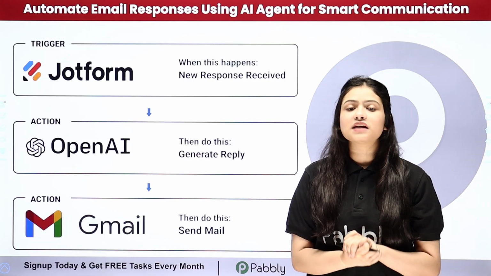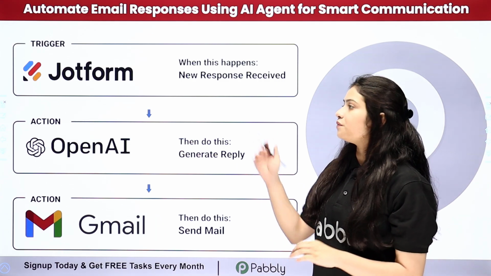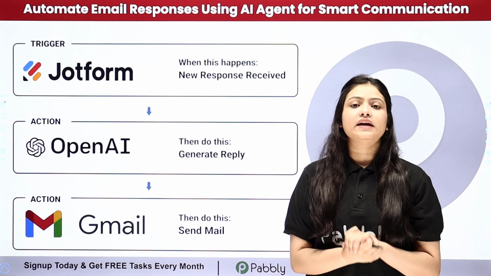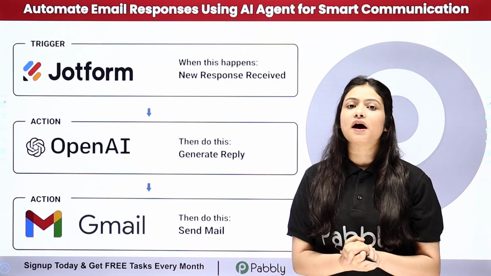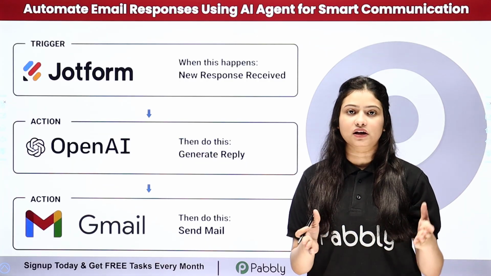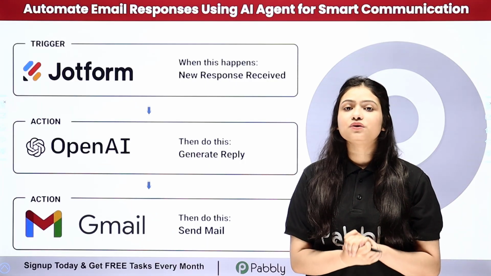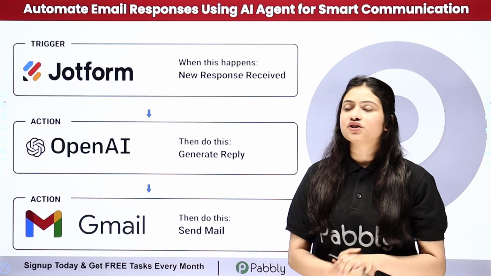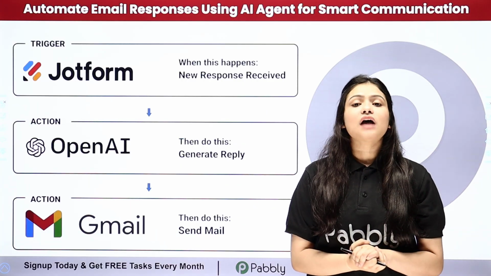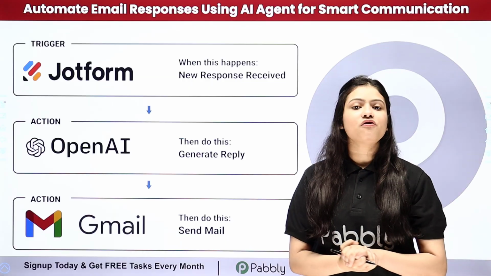As soon as I receive a new response through a form submission on my website, the AI agent, that is OpenAI, automatically generates the email content in a personalized format along with all the needs and requirements of the lead, and it is automatically sent to that lead with the help of Gmail. To automate this entire process, I am going to build a connection between all these applications without any coding and programming skills, with the help of Pabbly Connect.